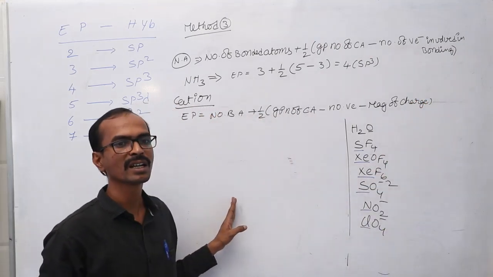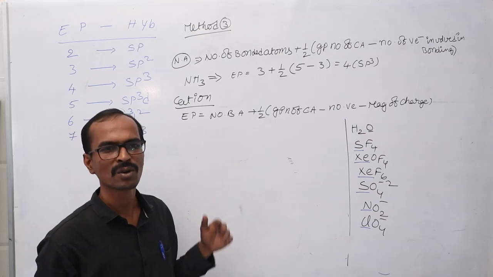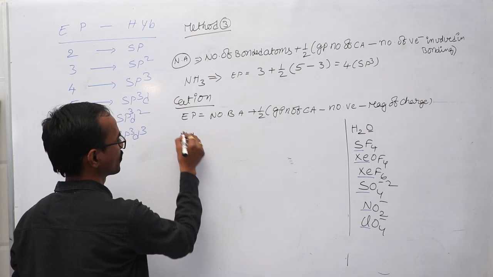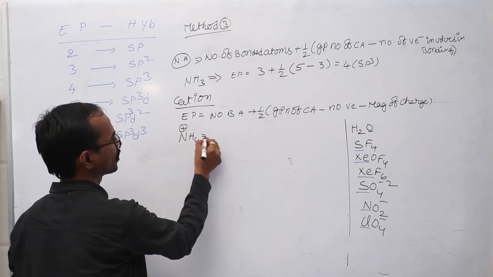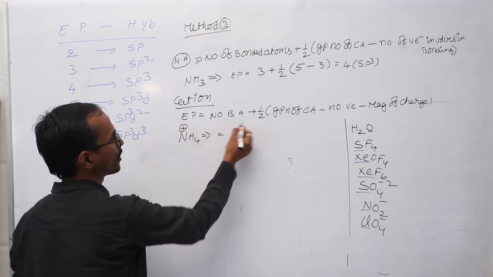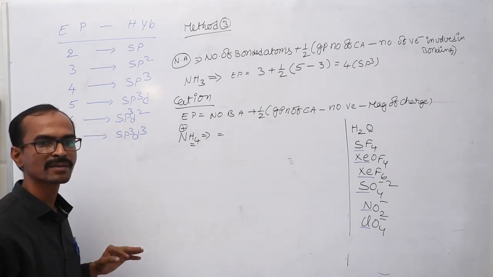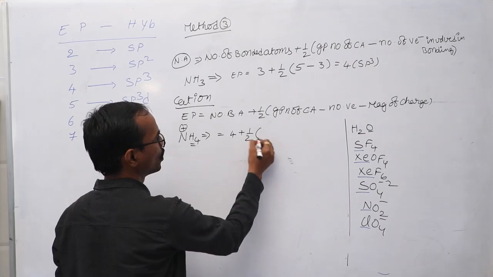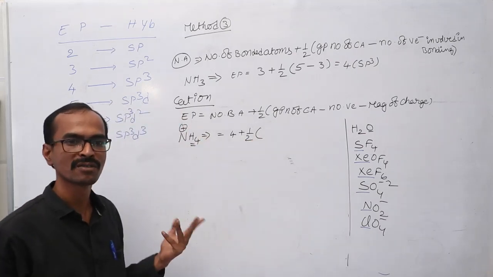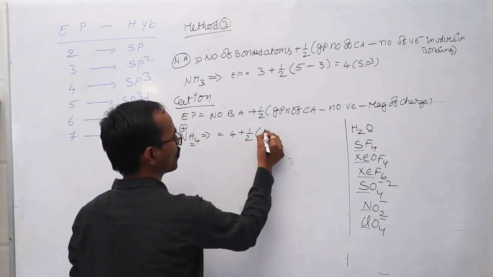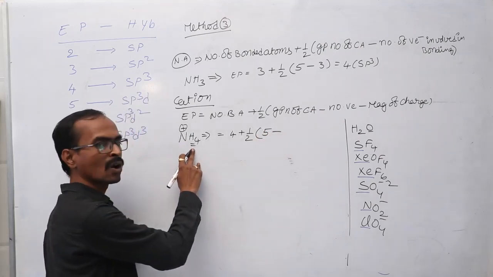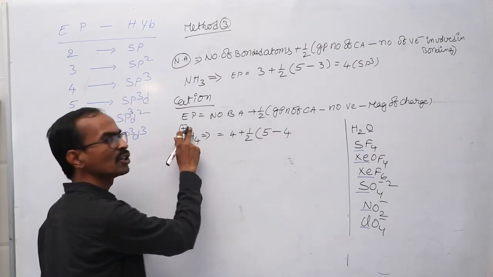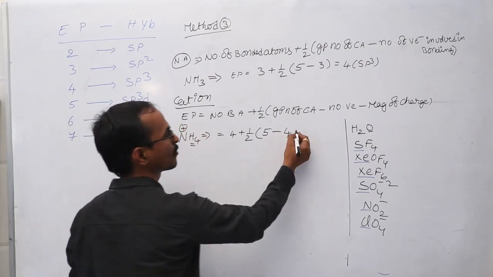Simple. Let me take a cation, ammonium ion over here. Right? NH4 plus. Simple one. Electron pair number is equal to number of bonded atoms. How many bonded atoms are here? 4. Plus half into, what is the group number of nitrogen? 5A, 5. What is the valency? With how many atoms it is attached? 4. Next, what is the magnitude of the charge? +1. So, write -1 here.